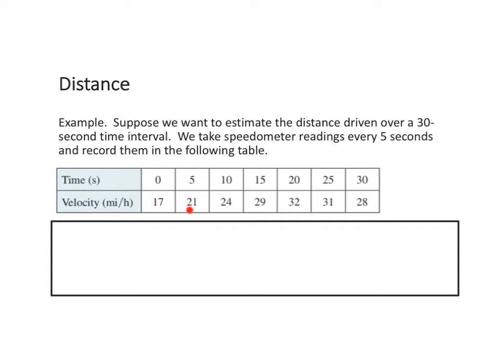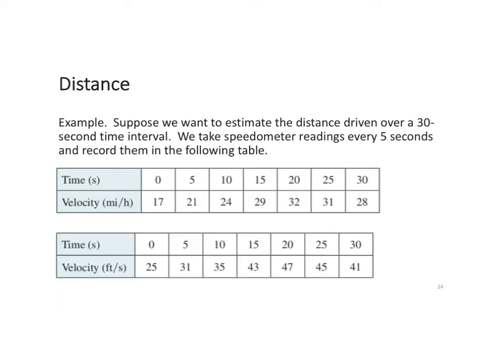So this is what the speedometer is saying at each 5-second interval. Notice this is in miles per hour. So we want to convert it so that we have numbers that are in related units. So we change the miles per hour to feet per second, and that's why we have this new table with these numbers.